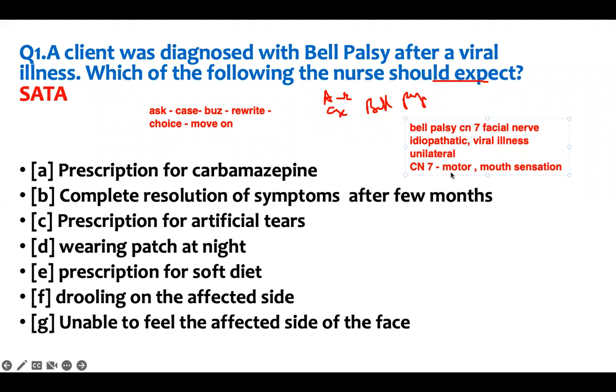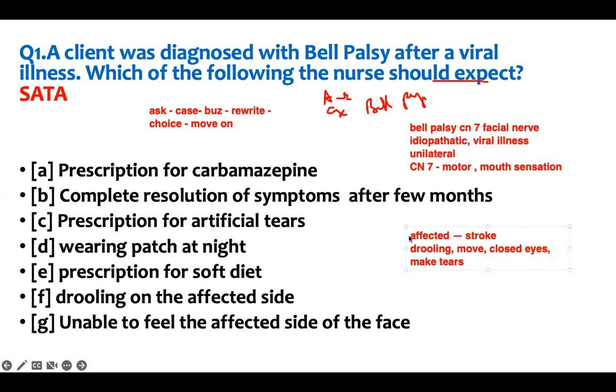So that side of the face, if it's affected, looks like a stroke. It looks like a stroke, but they don't have any head injury or neurological problem. That face doesn't move at all. So they will be drooling. They cannot move it. They can't close their eyes on that side. It will just be open like that. You can't make any tears.